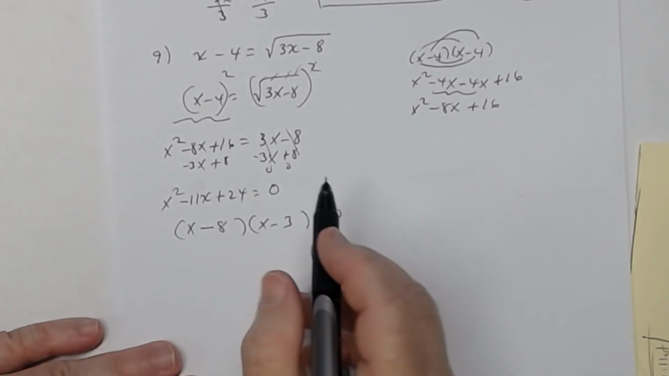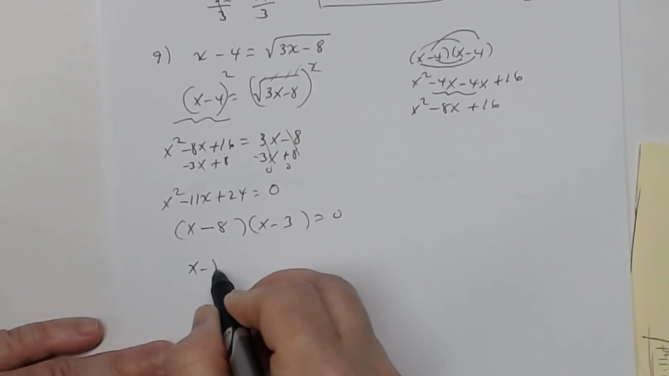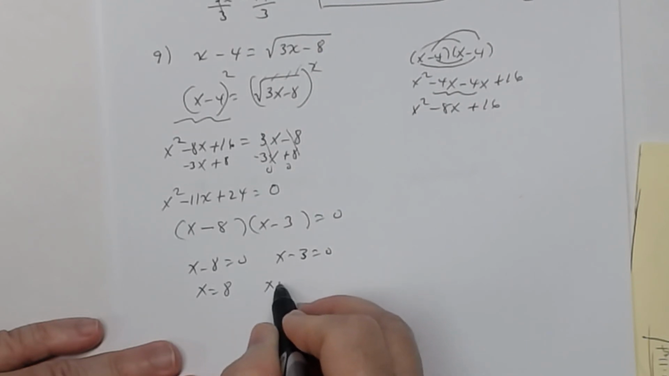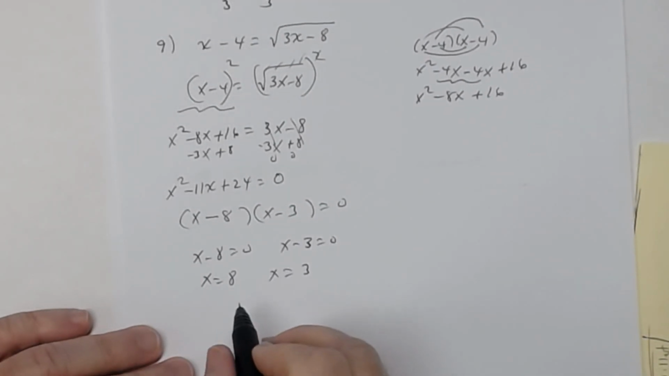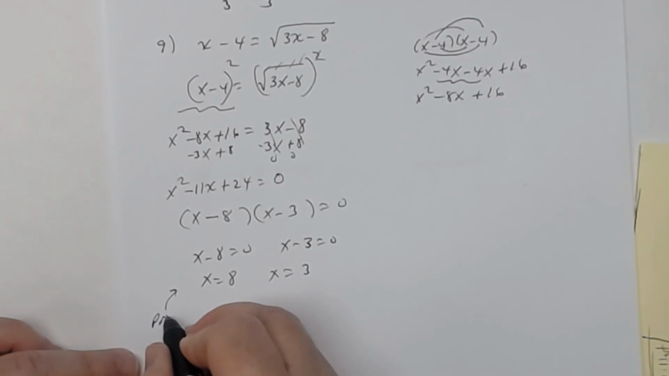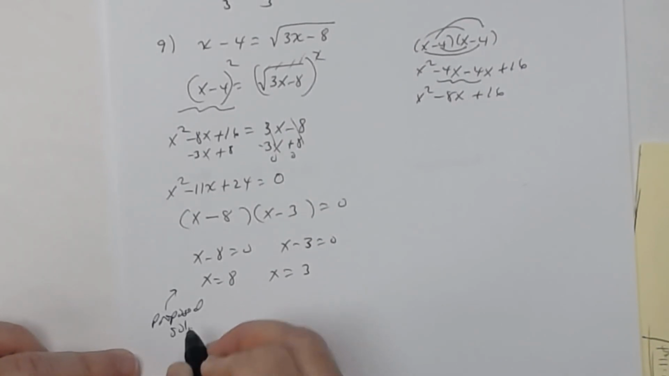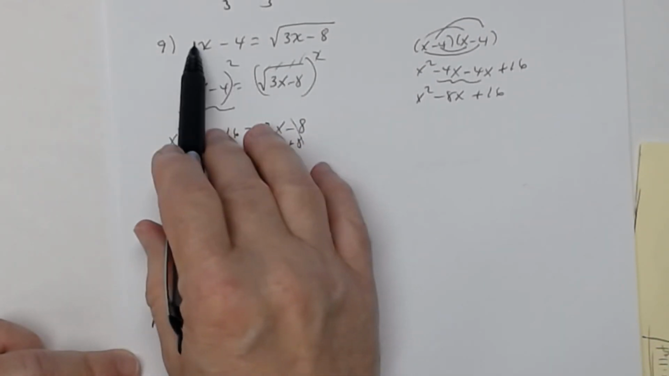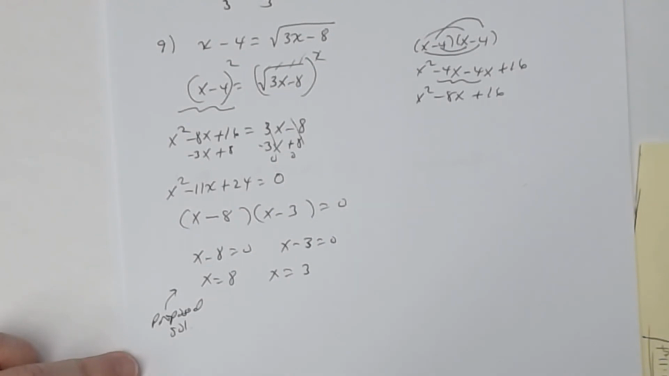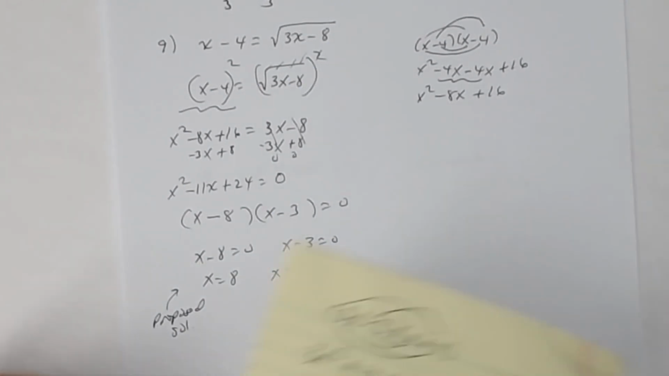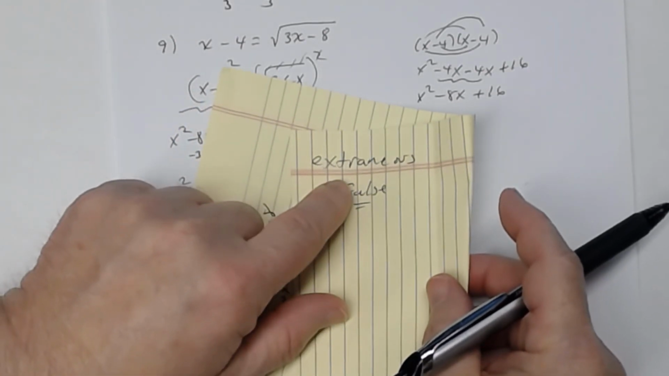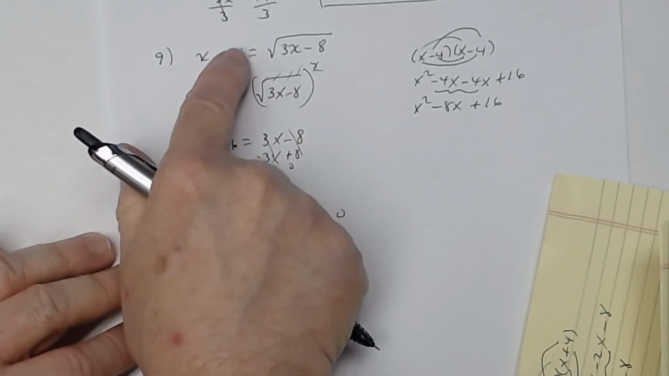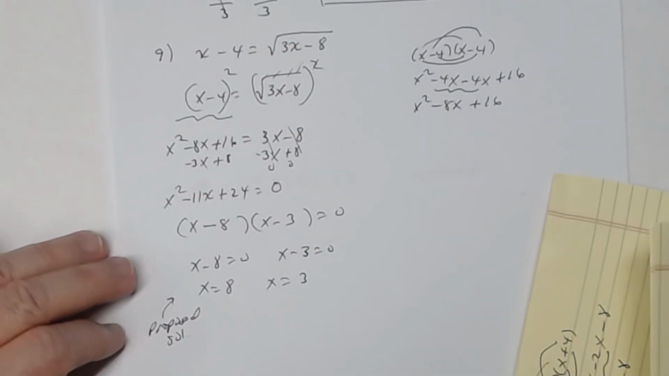And now we're going to set each of those factors equal to 0 using the zero factor property. And when I do that, I'm going to get x equals 8 and x equals 3. So those are your proposed solutions. I'm calling them proposed solutions because those are solutions to this quadratic, but the question is, are they solutions to the square root equation? Remember, that's where we have to check for extraneous solutions, because I did raise both sides to an even power, and the fact that I had variables on both sides, I do need to check.